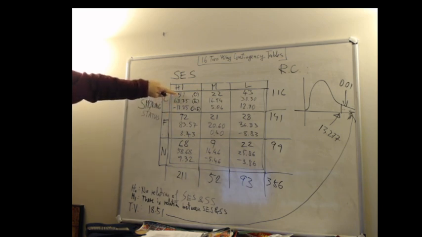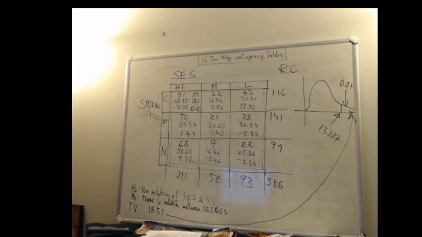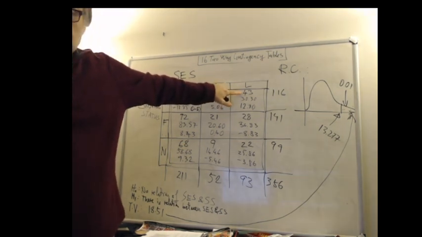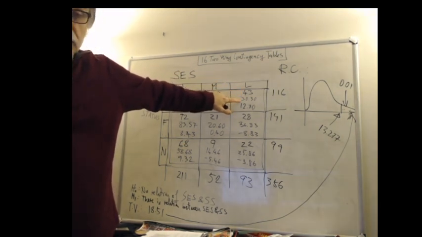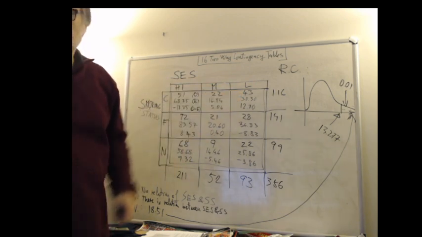Less likely, 51. Expected 68. It's less likely you're going to smoke. Current smoker. It's less likely you're going to smoke if you have a higher income level. Look at here. More likely you're going to smoke. You have 43 observed, expected 30. More likely you're going to smoke if you have a lower income level.